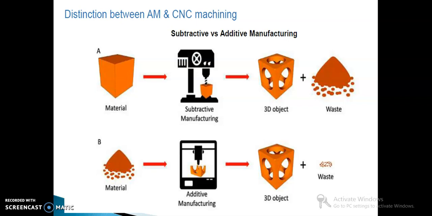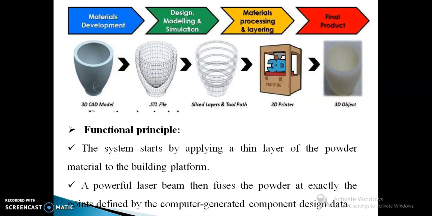The second process represents adding material, so that is called the additive manufacturing process. In your first process, we are subtracting, meaning we are removing material from a block of material. So this is the basic difference between AM and the CNC machining process. Next we will discuss the functional principle.